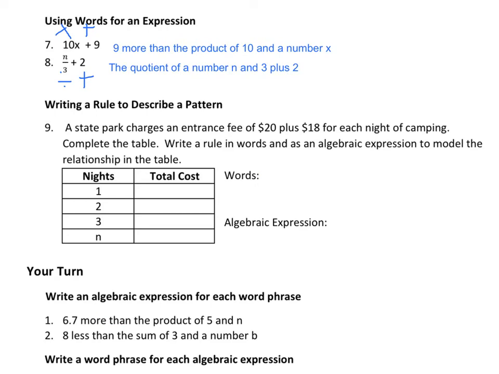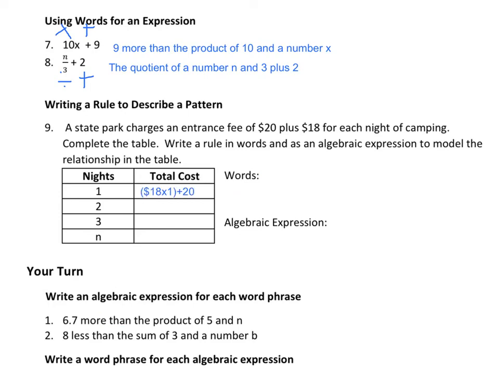Now we're going to be writing a rule to describe a pattern, which is another way of saying writing an expression. Number 9 states, a state park charges an entrance fee of $20 plus $18 for each night of camping. Complete the table. Write a rule in words as an algebraic expression to model the relationship of the table. So we want to first think about how much it would cost to go to this state park. Everybody's going to pay an entrance fee of $20, plus they will pay $18 for each night of camping.